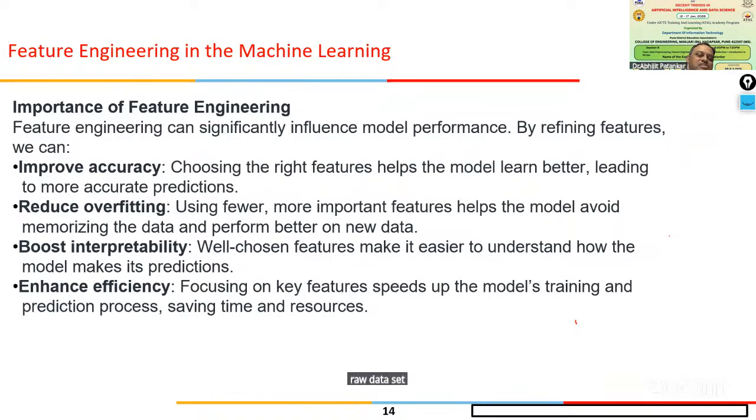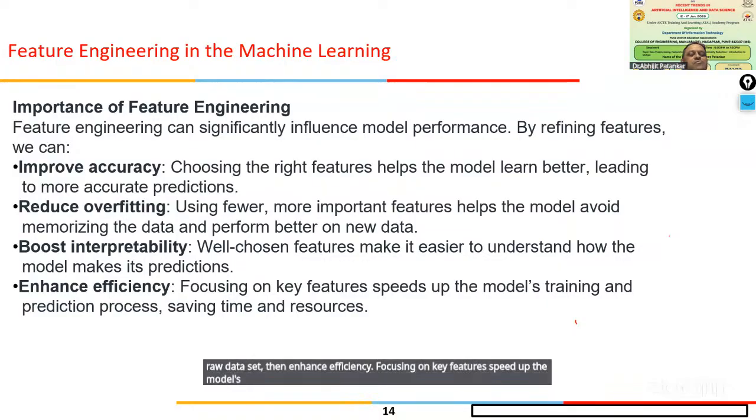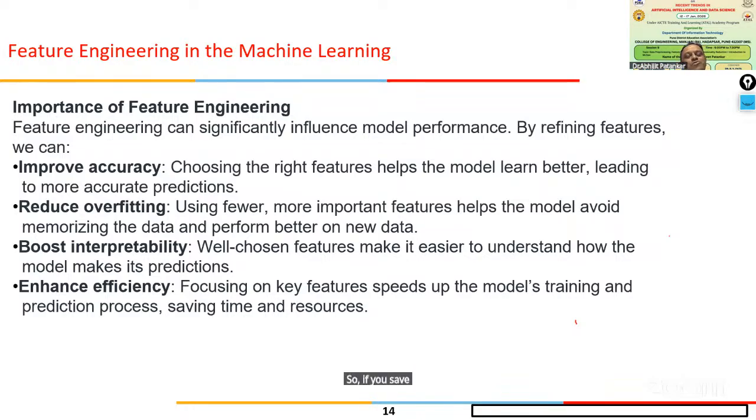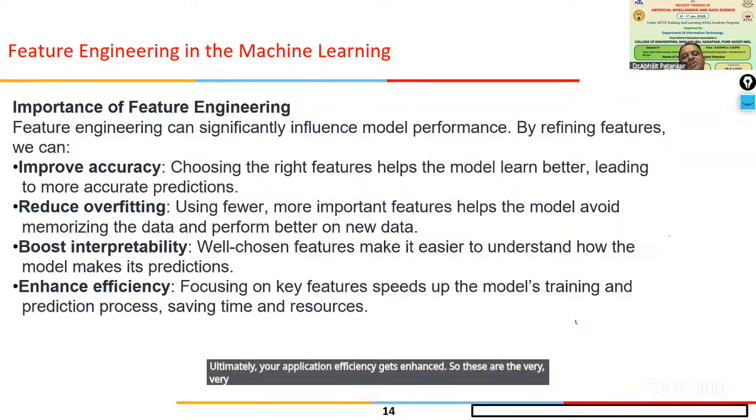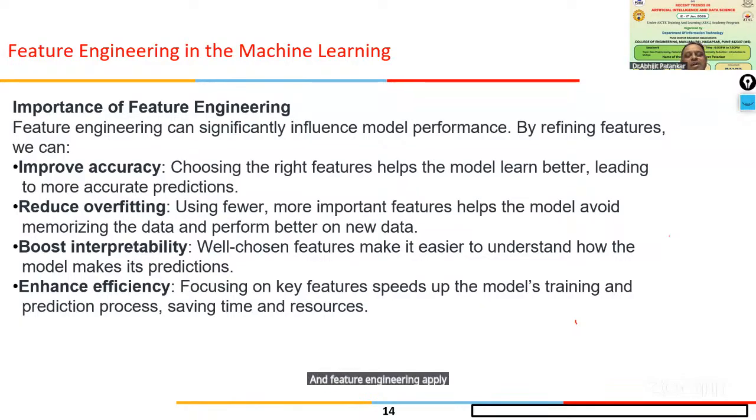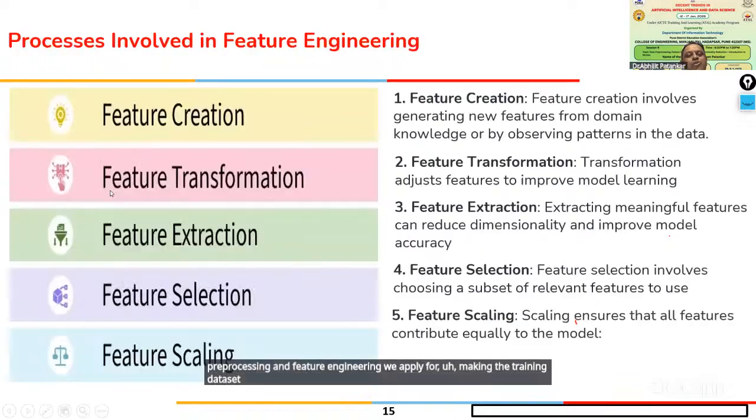Then enhance efficiency: focusing on key features speeds up the model's training and prediction process, saving time and resources. If you save processing time and resources, ultimately your application efficiency gets enhanced. So these are very important things we have to look for in feature engineering. Feature engineering applies when we are gathering the data. After that, pre-processing and feature engineering we apply for making the training data set, training our model.